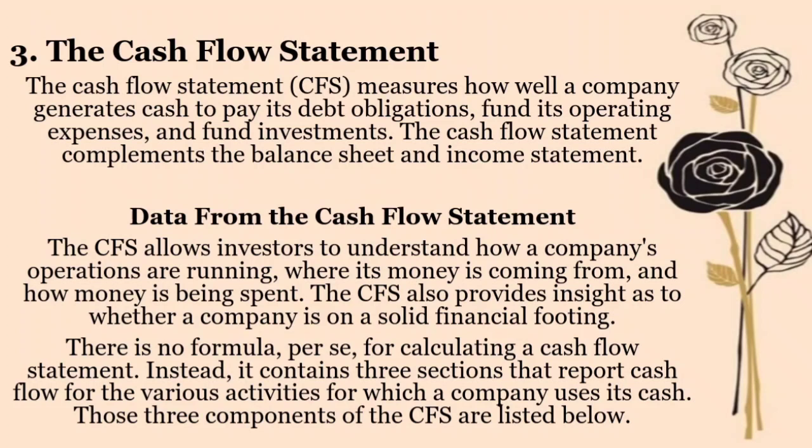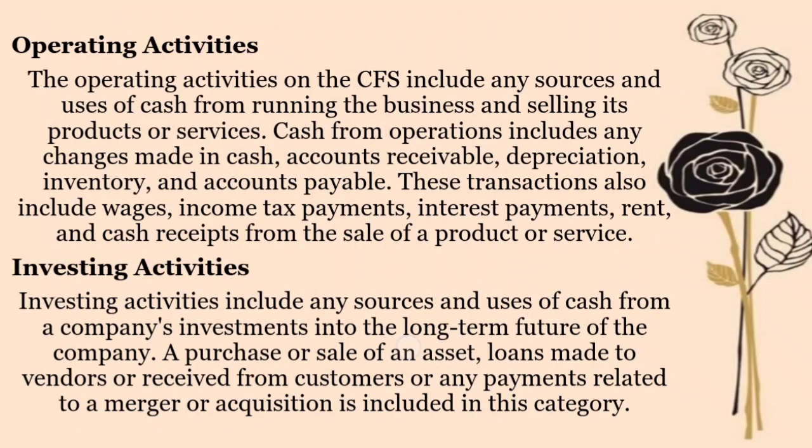The CFS allows investors to understand how a company's operations are running, where its money is coming from, and how money is being spent. The CFS also provides insight as to whether a company is on a solid financial footing. There is no formula per se for calculating a cash flow statement. Instead, it contains three sections that report cash flow for the various activities for which a company uses its cash. Those three components of the CFS are listed below.